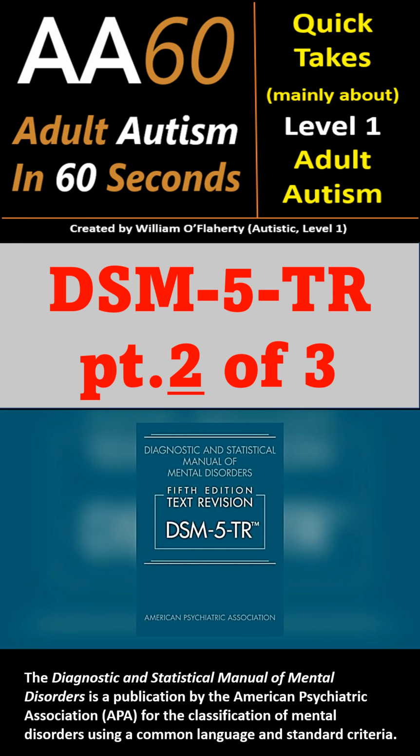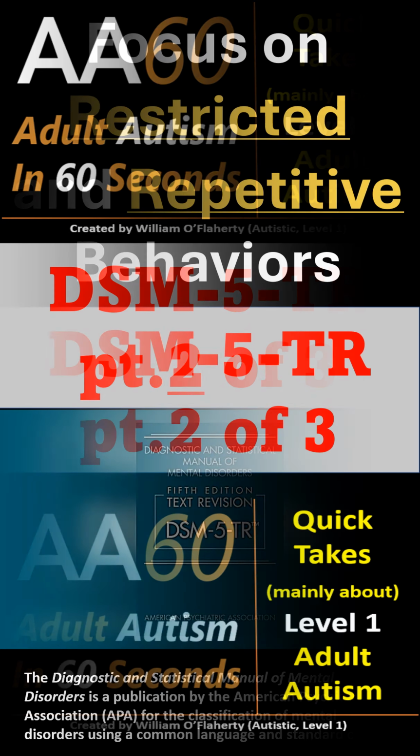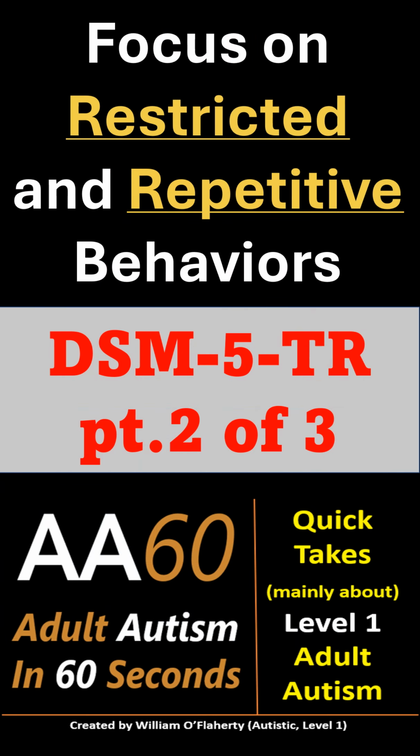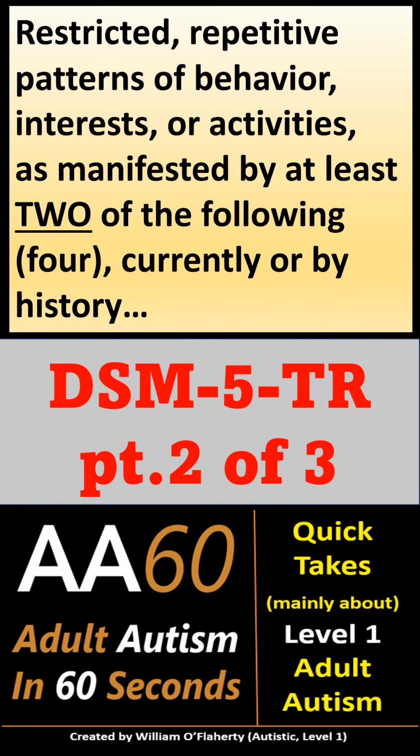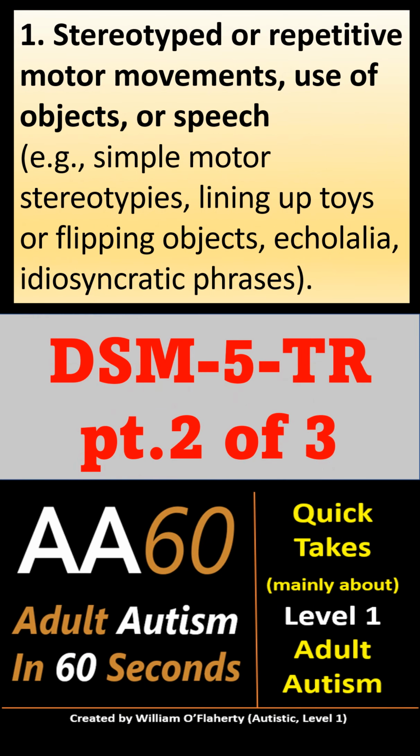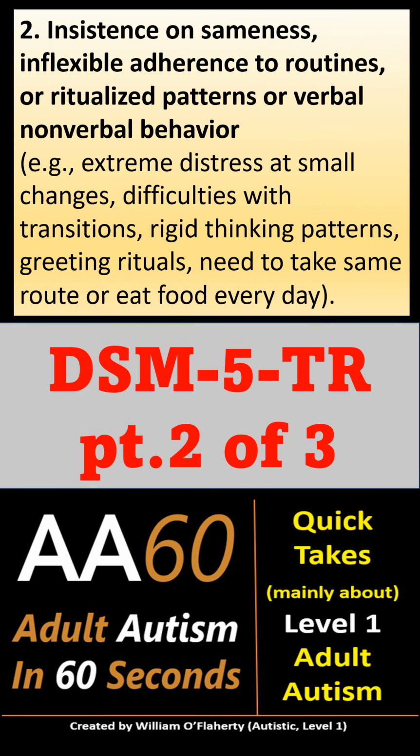Restricted and repetitive behaviors is the second core criteria to be considered autistic. The previous video covered social communication impairment criteria. Restricted, repetitive patterns of behavior, interests, or activities in this second criteria are manifest by at least two of the following four. 1. Stereotyped or repetitive speech, motor movements, or use of objects or speech.